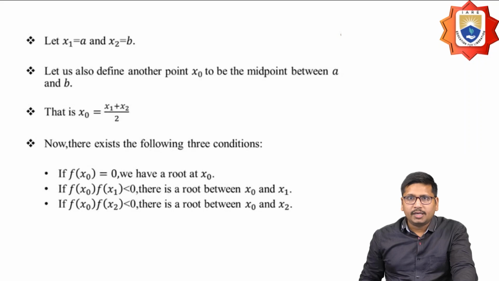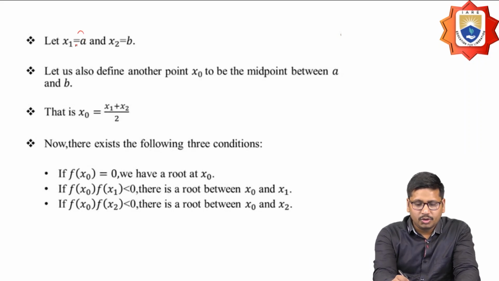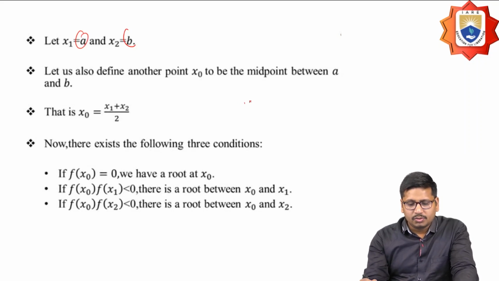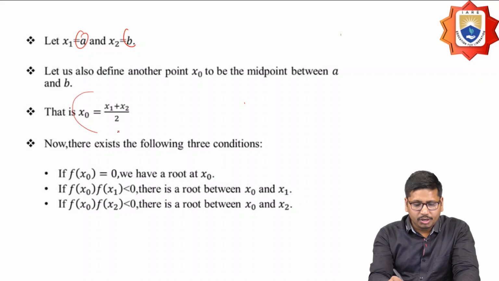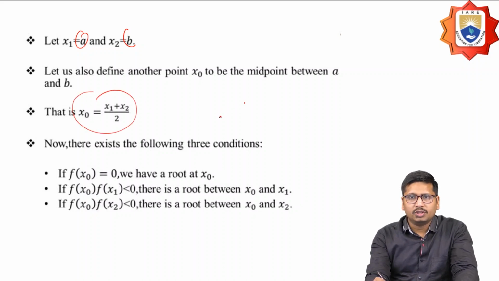Let us consider an example: x1 is equal to a and x2 is equal to b. Let us define a point x0 at the midpoint of a and b. How is the midpoint calculated? x0 is equal to (x1 plus x2) by 2. Now there exist three conditions.